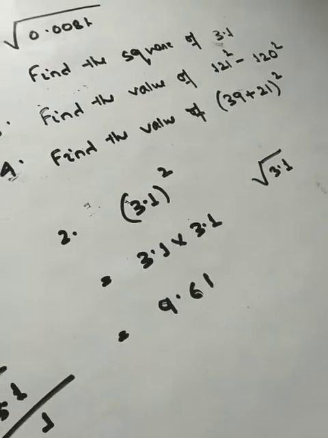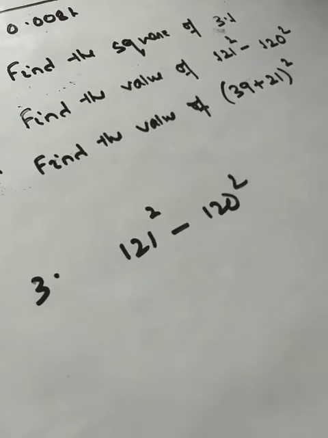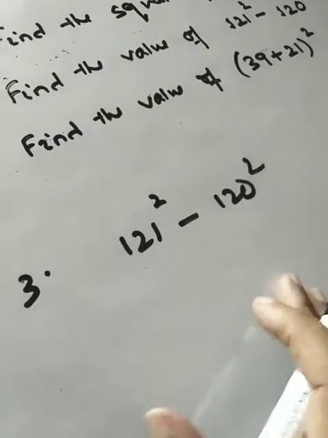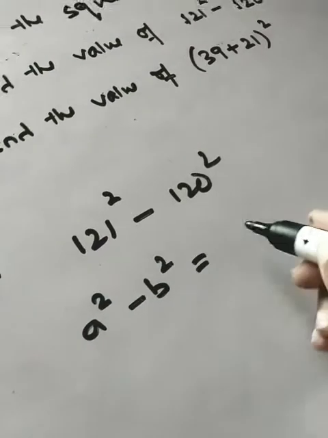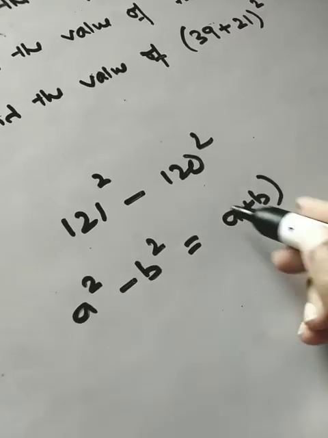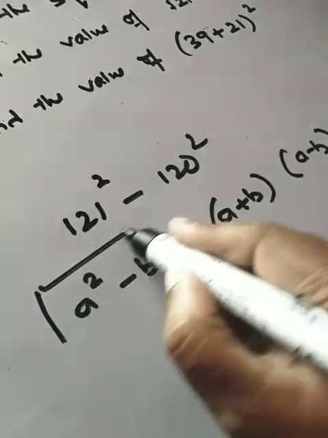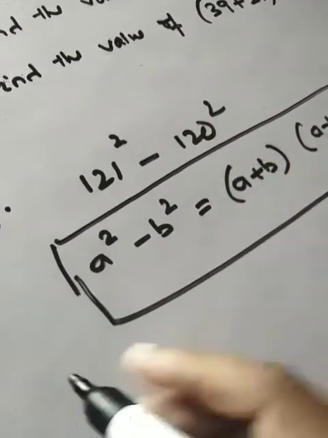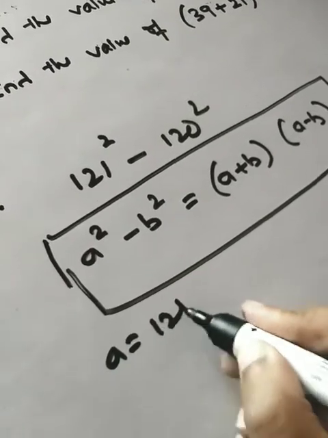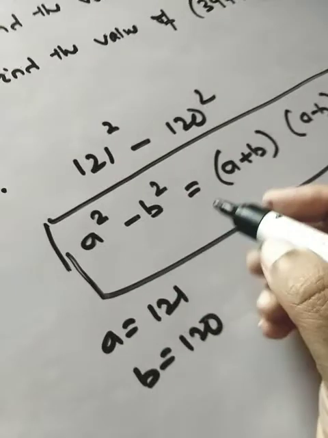Okay, so let's move on to sum number 3. Here we will use one identity. What is the identity? A square minus b square. What is the formula? A plus b, a minus b. These are very important sums and they will carry at least 2 marks. So a is what? A is 121 and b is 120, isn't it?